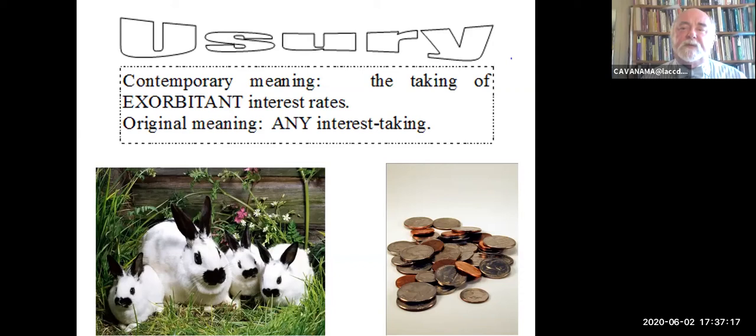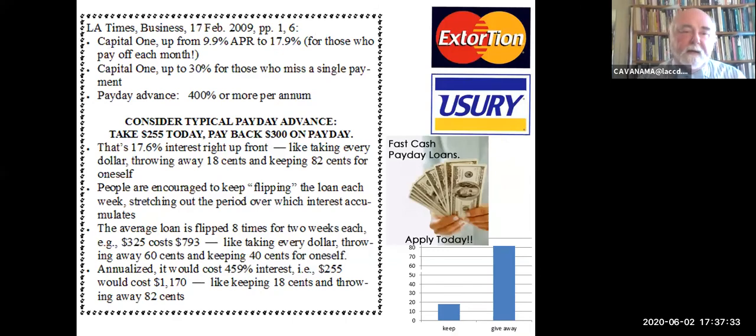So usury was prohibited, the taking of any interest whatsoever. Now, that's not the way in which we use the term today, if we even use it at all. When we use it today, we have a much more restricted meaning. It is the taking of exorbitant interest. Here's an account from the LA Times business section some time ago. Capital One is raising its APR from 9.9% to 17.9%, and that's for the better customers, those who pay off each month. Up to 30% for those who miss a single payment. And the worst offender here is payday advance, which can cost more than 400% per year to borrow money.